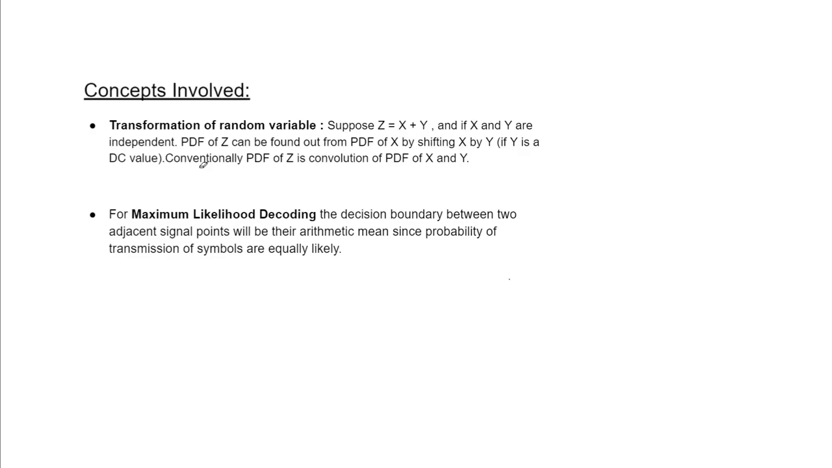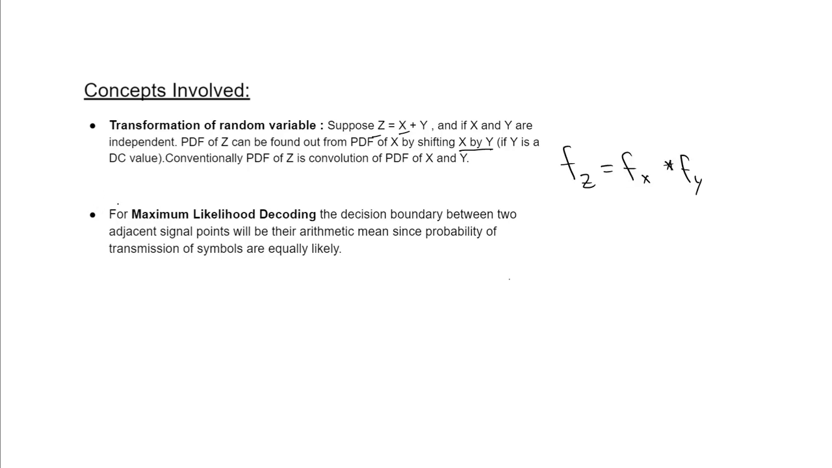Now we will look at some of the concepts involved in solving this problem. The first concept is transformation of random variables. If x is the input and z is the output, x is transformed into z by adding y, that is z equals x plus y. Now if x and y are independent, then the PDF of z can be found from the PDF of x by shifting x by y, provided y is a DC value like +3, -1, +2. But conventionally, the PDF of z is the convolution of the PDF of x and y, and is given as.